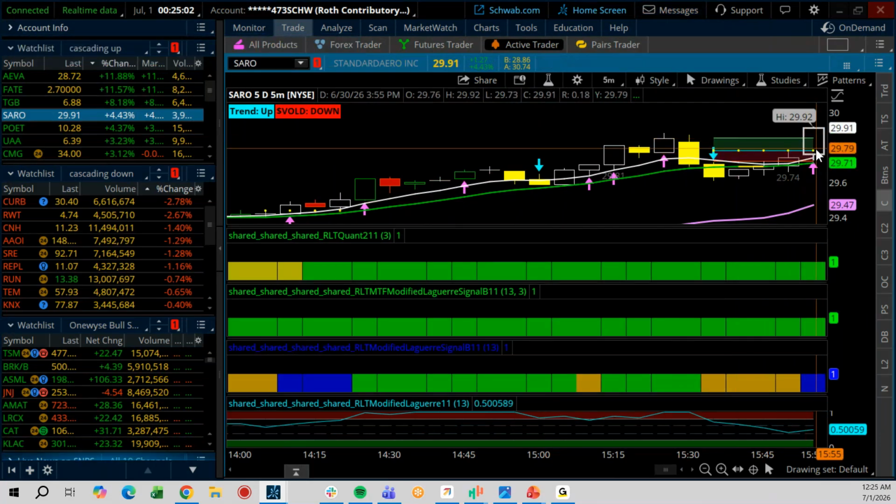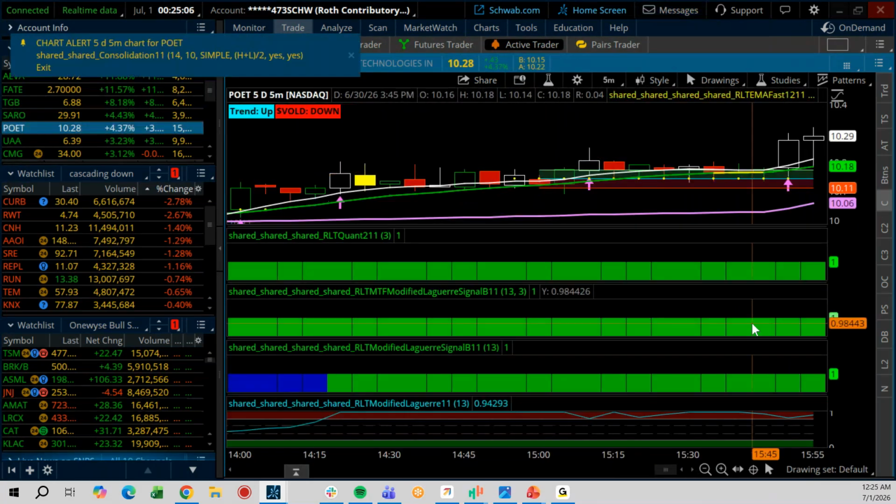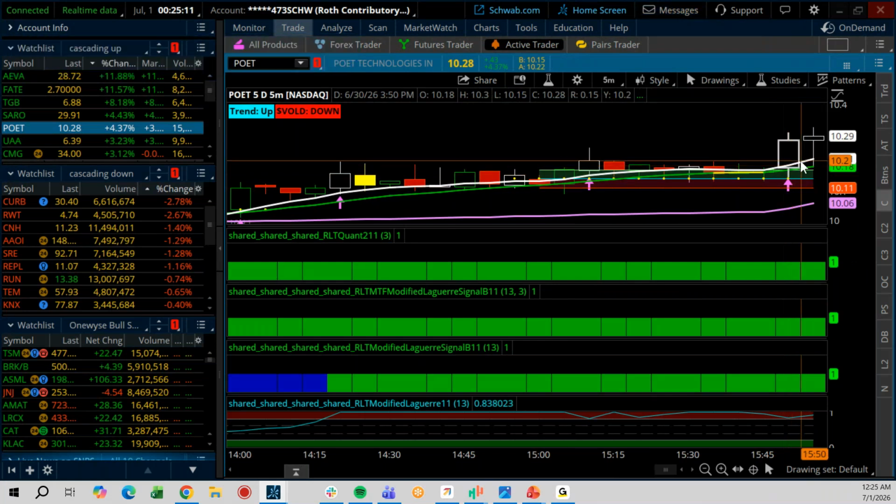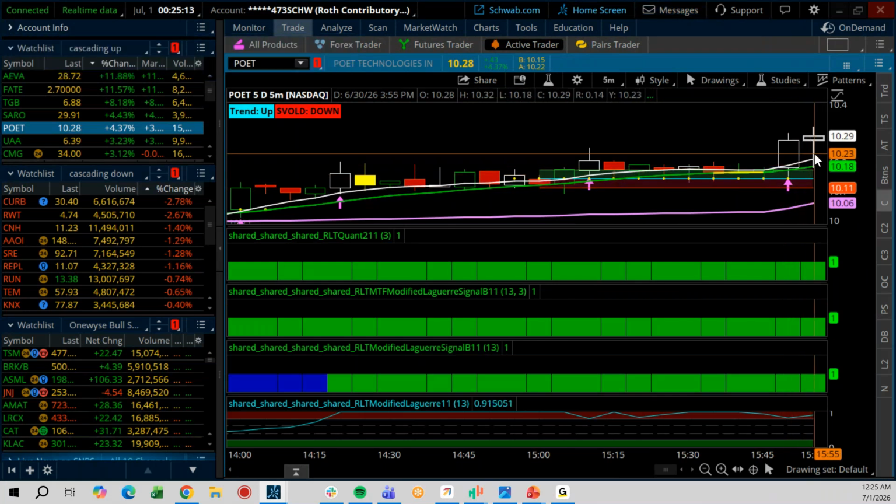That would be a place where, if it was in the middle of the day, you'd be likely to enter it, right? Poet, same thing. Institutions are buying. It's breaking above the 8. It's breaking above the 15. It's well above the VWAP. Nice little entry right there on Poet.